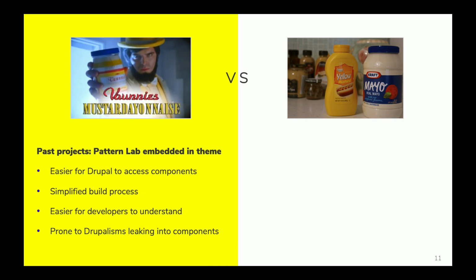So the mustard anise approach is kind of what I had been doing in the past on Drupal projects that use this kind of component-based approach, where the Pattern Lab instance was actually embedded inside of the Drupal theme. So there's advantages and disadvantages to that approach. On the plus side, it's a little bit easier for Drupal to get at these components since they live right in the theme, and it potentially simplifies the build process a little bit. It's also easier for developers who might not be familiar with this approach to understand. They look in the theme, they see the theme things, they can mess around with them, it makes sense.